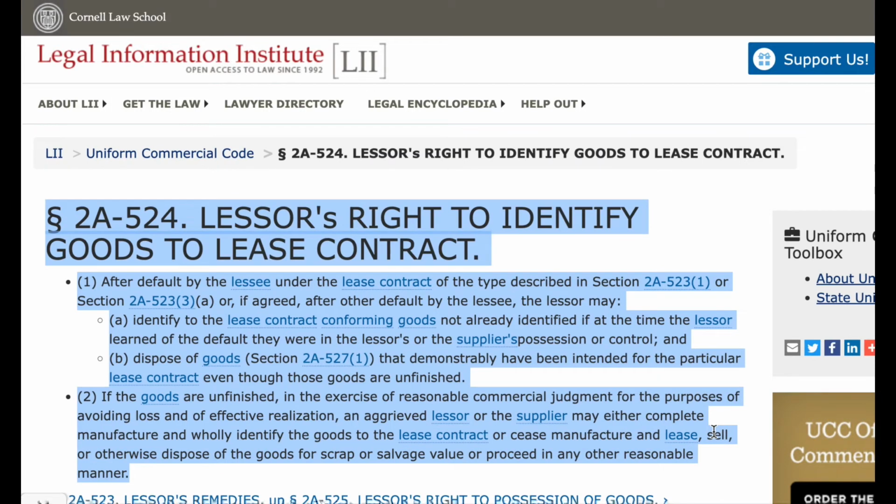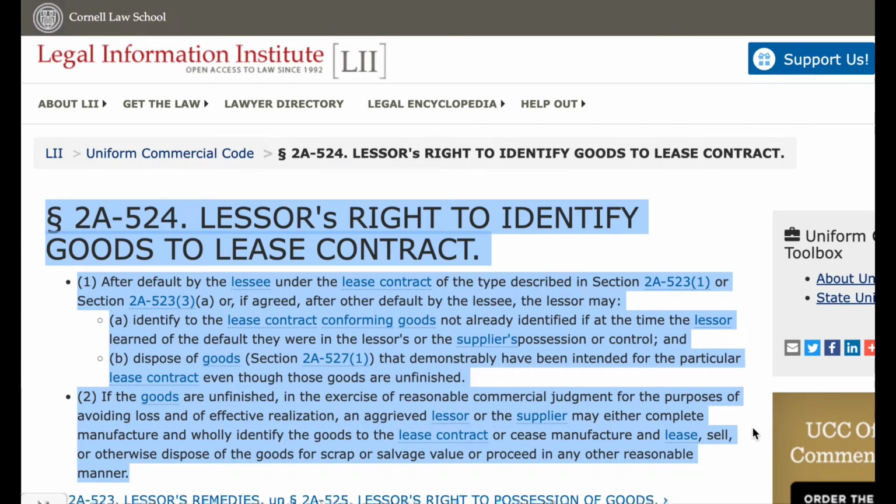Paragraph 2A-524. Lessor's right to identify goods to lease contract. 1. After default by the lessee under the lease contract of the type described in Section 2A-523, 1, or Section 2A-523, 3A, or, if agreed, after other default by the lessee, the lessor may, A. Identify to the lease contract conforming goods not already identified if at the time the lessor learned of the default they were in the lessor's or the supplier's possession or control, and, B.